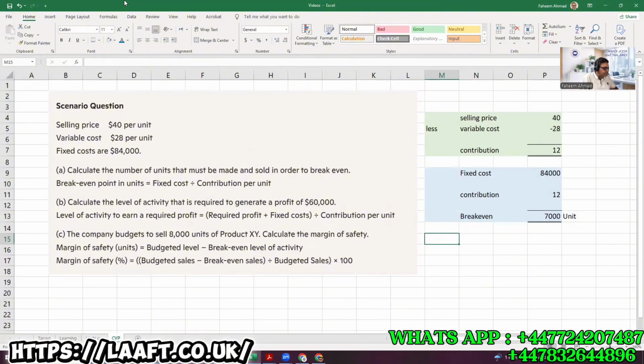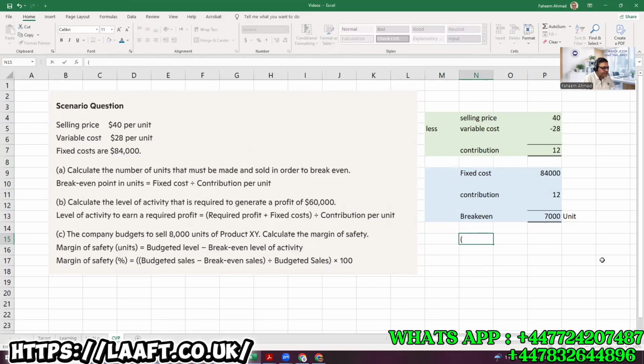Now part B. In part B, they are asking us how many units business must sell in order to generate a profit of 60,000. So you can see the formula here: required profit plus fixed cost divided by contribution margin.